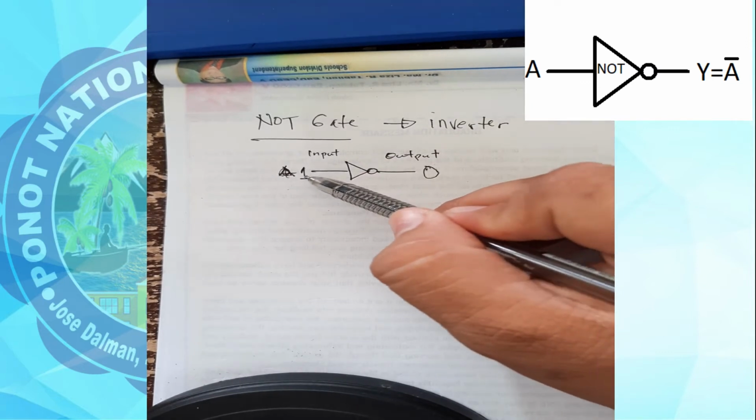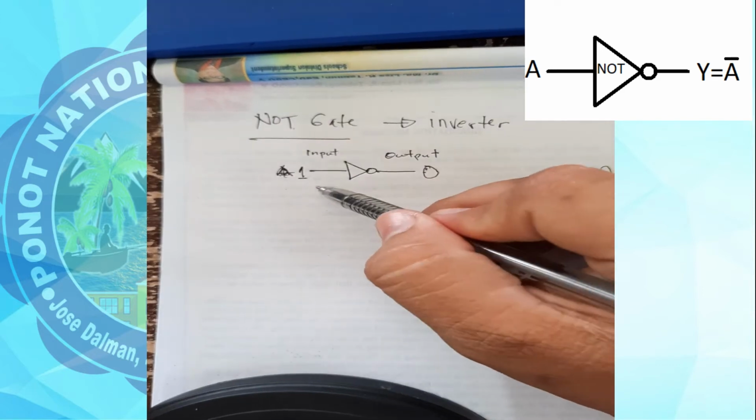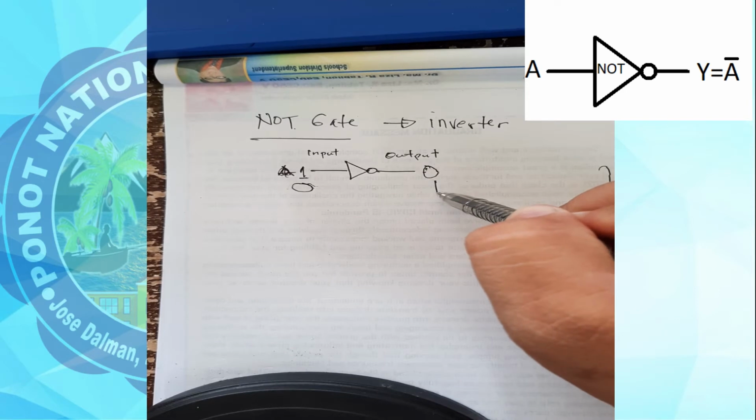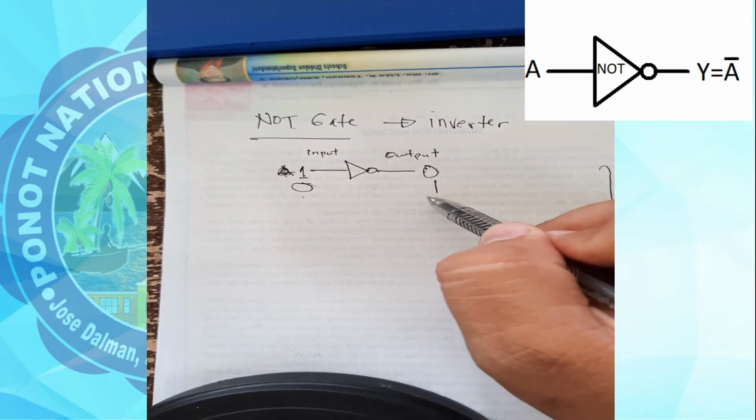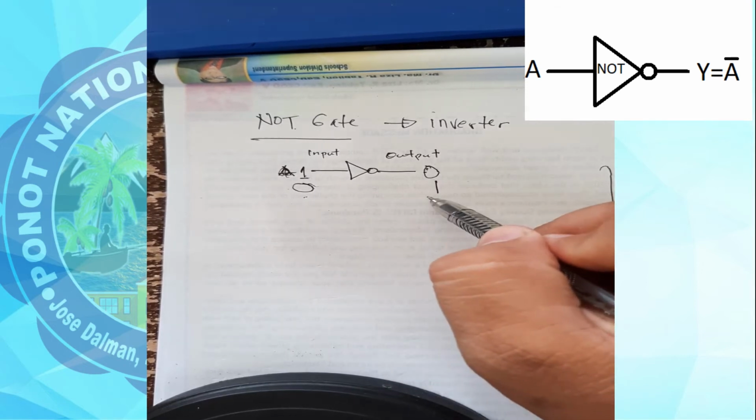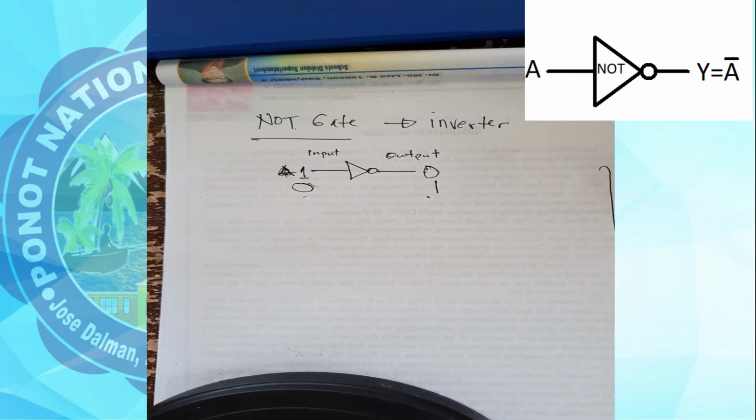If it is not 1, then therefore it is 0. That is a NOT gate. If it is not 0, then that is 1. So, kung ito ay babae, ang kanyang output is lalaki. If ito ay lalaki, then therefore the output is babae. That is a NOT gate. So, it gives an inverted value of its input.